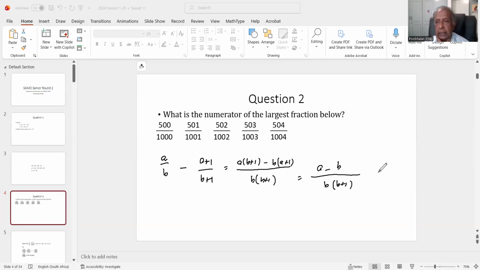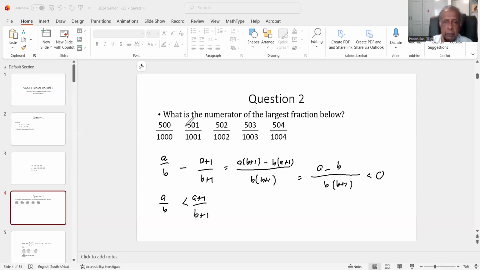And the ab, you can cancel it. Now a and b are the numerators and denominators respectively. And you see that the numerator is smaller than the denominator in each one of these cases. So a minus b is negative. The numerator is negative and the denominator is a positive number. And if you multiply these two things together, you get a positive. So this is negative over positive, so that is negative. So that tells you that a over b, if you take it to the other side, is less than a plus 1 over b plus 1.